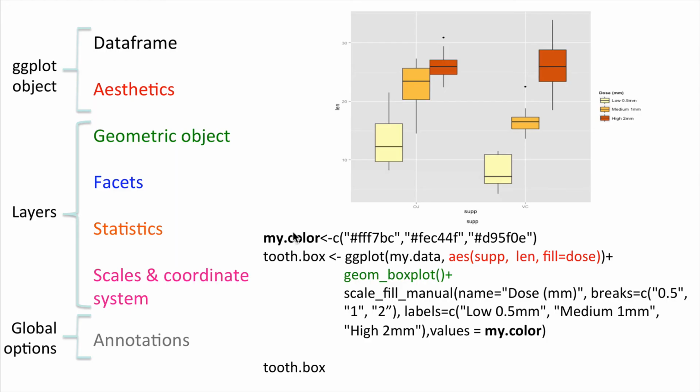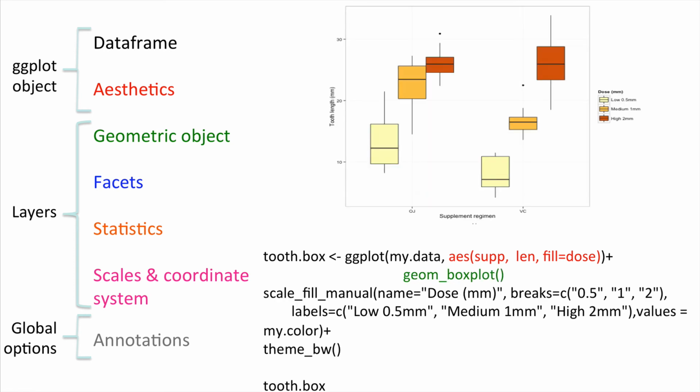Not only has the scale_fill_manual set new colours to our boxes, but it has also updated the legend. Next, we can try and address the grey background. This is simply done with the addition of plus theme_bw, BW standing for black and white. And this strips and makes the background element blank.